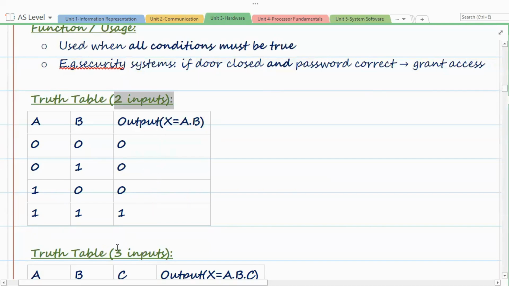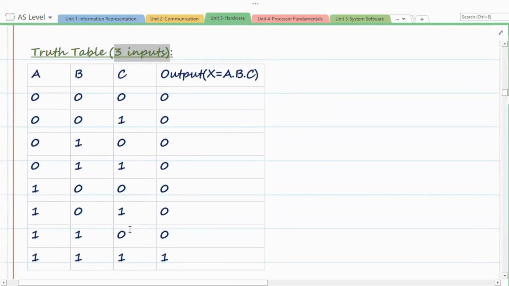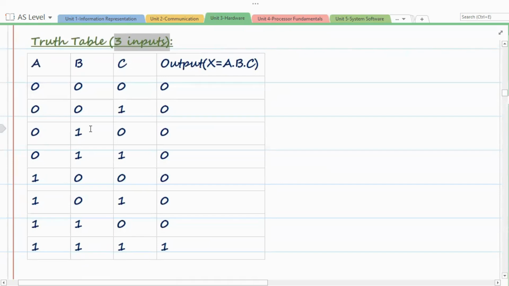Now when we have 3 inputs, that is A, B and C, the combinations in the truth table are 2 raised to power 3, which means 8 combinations. Here, the first one, C, goes 0, 1, 0, 1, 0, 1, 0, 1. The second one is B, where it is changing 0, 0, 1, 1, 0, 0, 1, 1. This is a standard way of writing inputs.